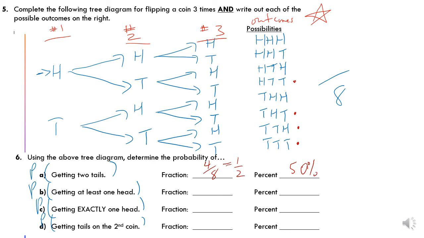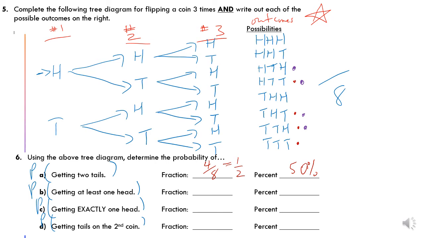B, getting exactly 1H. So exactly 1. So no, no, yes, yes, yes, yes. So getting exactly 1H, there's 4 of them. 4 out of 8, which again ends up being 1/2 and 50%. Getting exactly, oh, I did that, I read that wrong. We're going to switch these, I'll erase them. I skipped ahead and read C before I did B. Sorry about that.